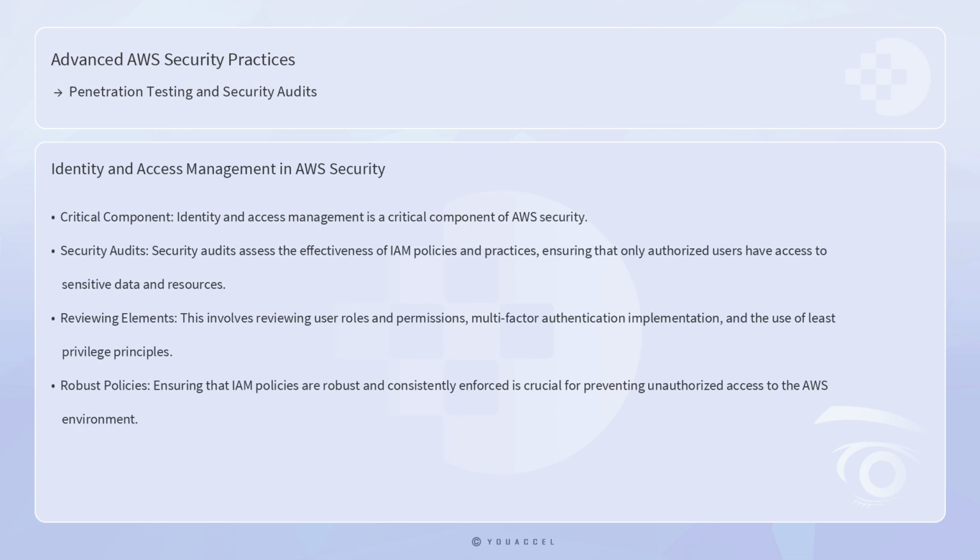Identity and access management is a critical component of AWS security. Security audits assess the effectiveness of IAM policies and practices, ensuring that only authorized users have access to sensitive data and resources. This involves reviewing user roles and permissions, multi-factor authentication implementation, and the use of least privilege principles. Ensuring that IAM policies are robust and consistently enforced is crucial for preventing unauthorized access to the AWS environment.